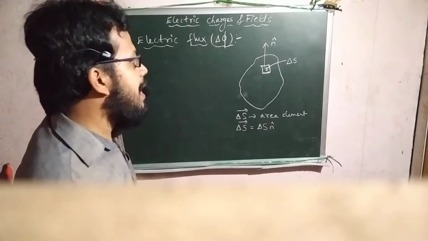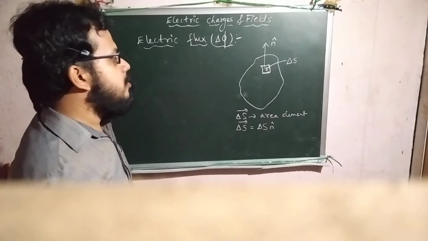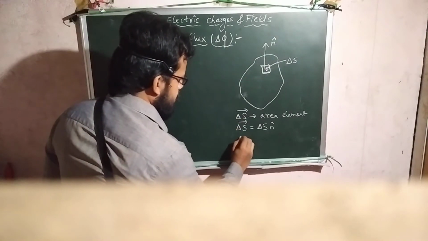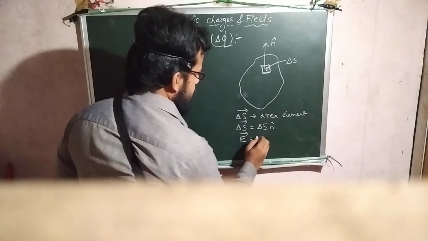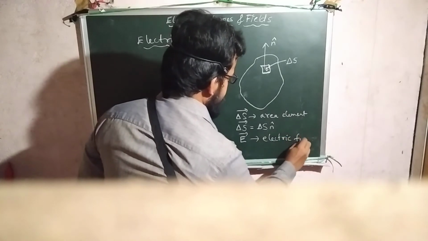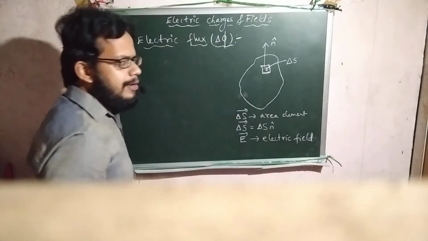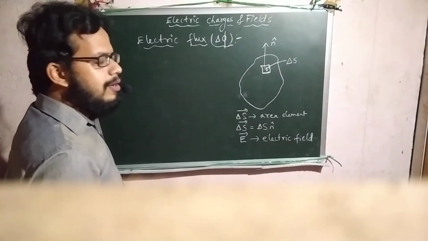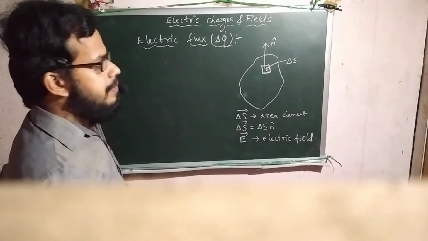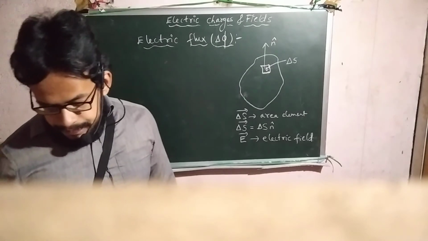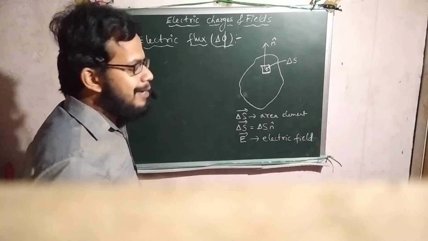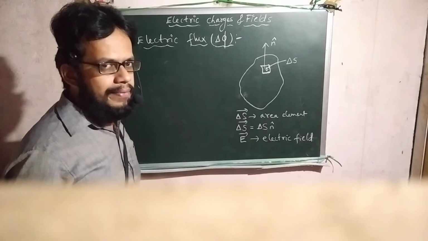So I have chosen this area element, and just imagine in this place, E is the electric field. Okay, electric field, not electric flux. Flux is represented by delta phi. Right. Now, we'll try to define electric flux. Okay, we are into the topic now.